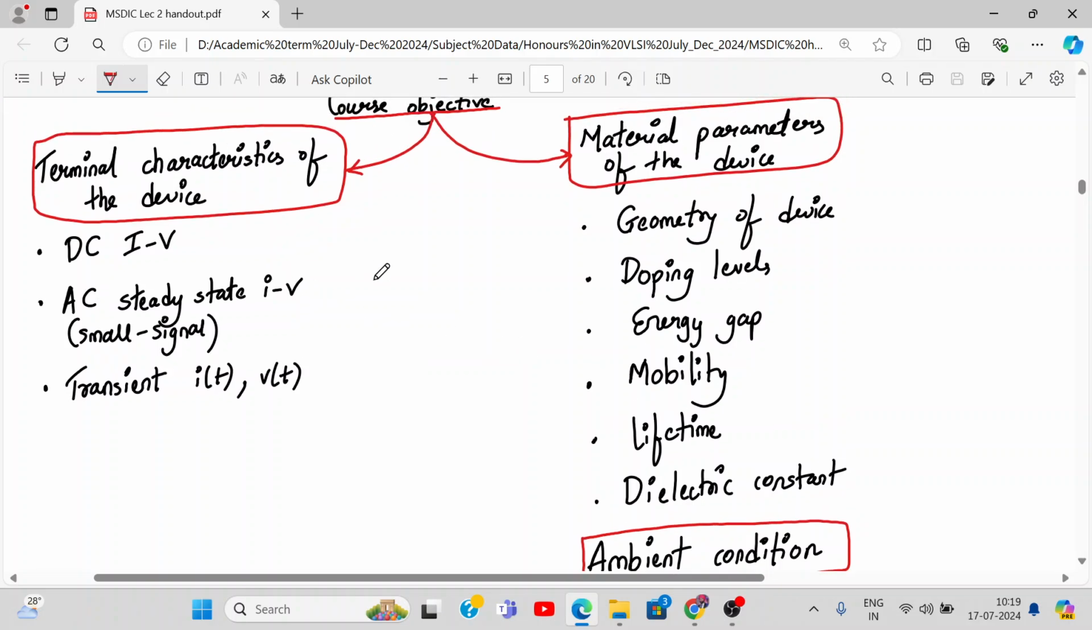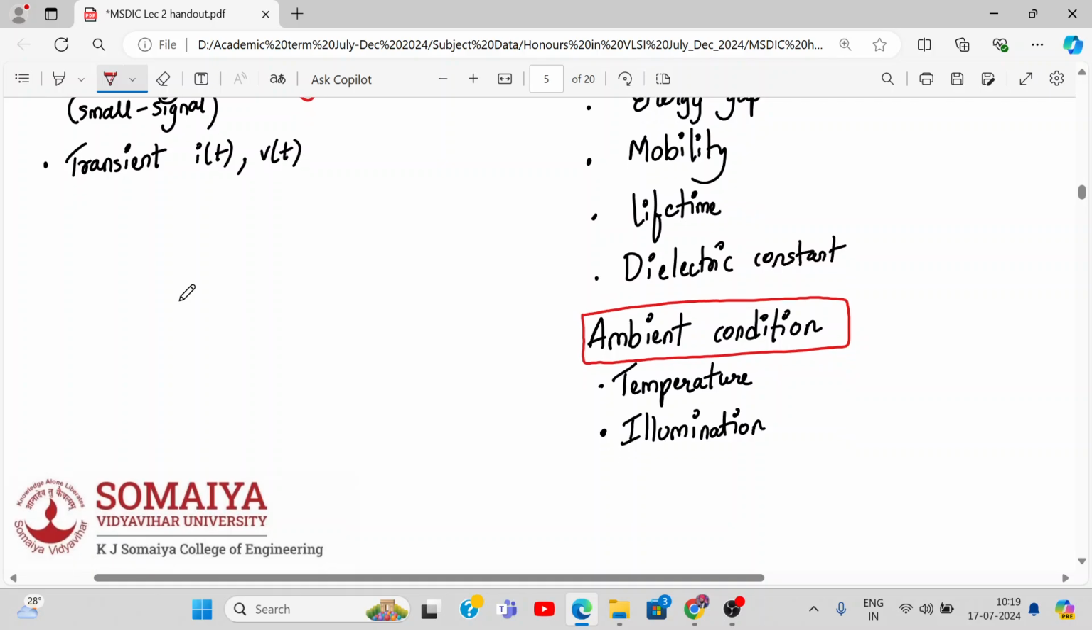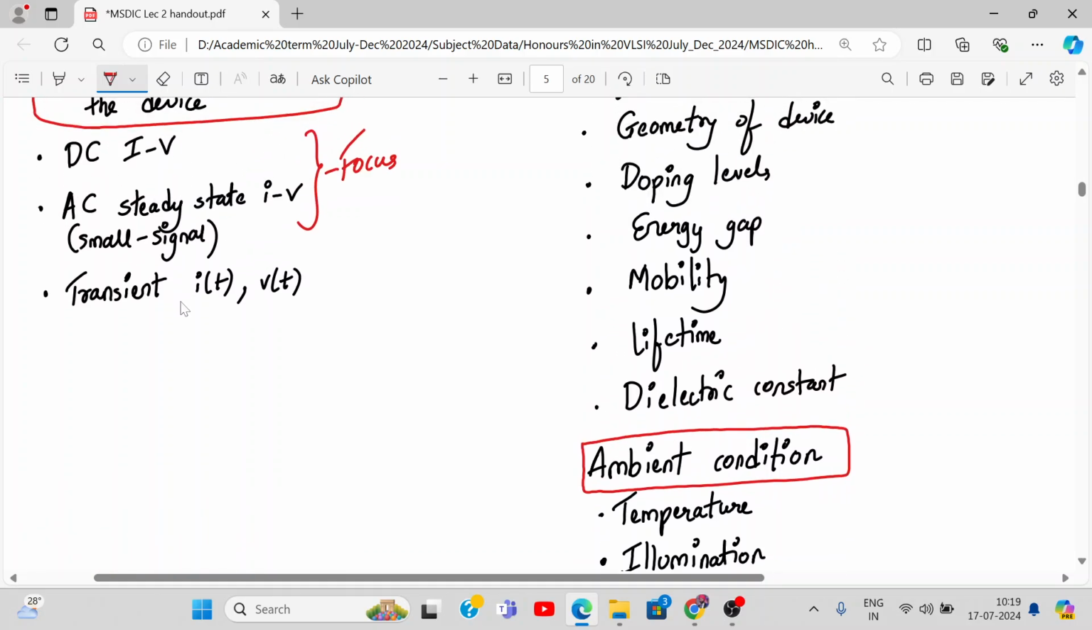Then our course will aim to bridge the gap between the two. Okay, so it will relate terminal characteristics of the device with material parameters. Now this is the focus of our course. We won't be studying in detail about the transient characteristics. We'll only concentrate on the DC current voltage characteristics and AC current voltage characteristics. Because for semiconductor devices, the important characteristics of interest are the current flowing through the device as a function of voltage applied. Alright, now let us see few examples of devices which we are talking about.